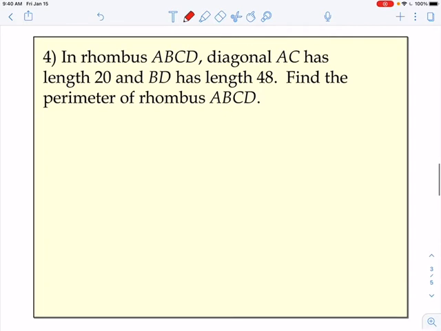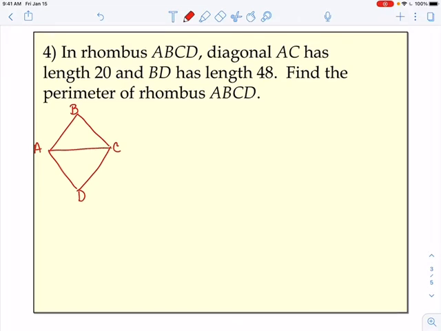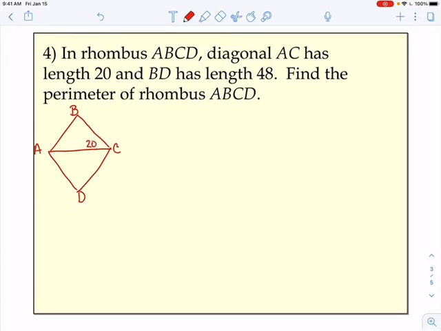Okay, and the next one, I have a rhombus with diagonal AC has a length of 20 and BD has a length of 48. And eventually we're going to find the perimeter of our rhombus. So again, always nice to have a picture of what's going on here. So here's a picture of my rhombus. Again, it makes no difference where you put A, B, C, and D as long as they're in order clockwise or counterclockwise from wherever you start. So here's diagonal AC. And it tells me that AC is 20. So I'll put a little 20 here. And BD is 48.